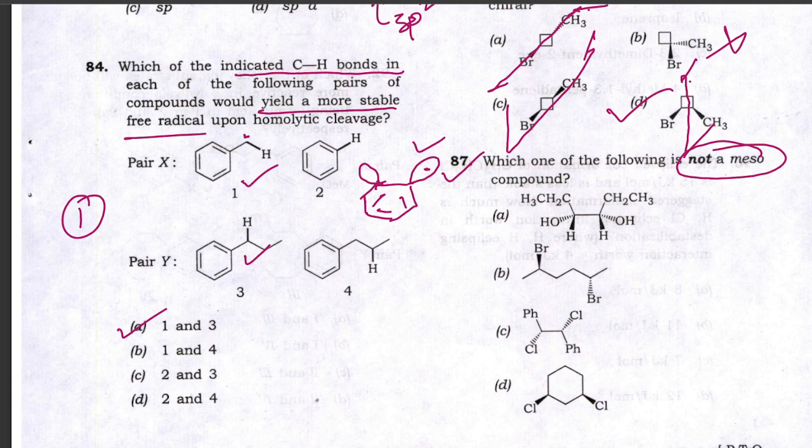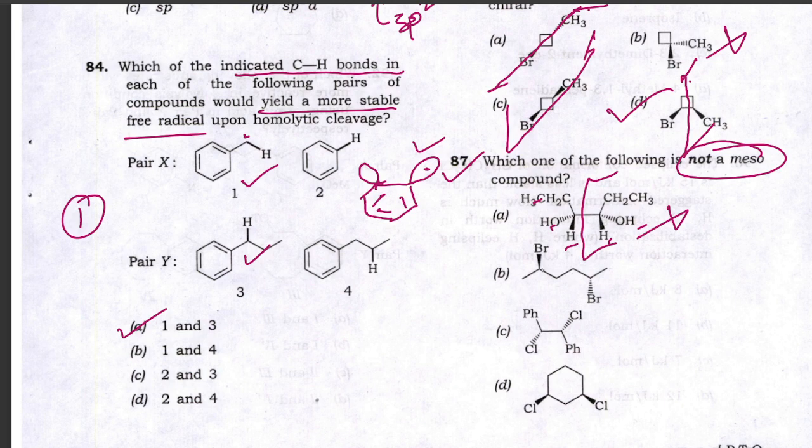So not meso. We know that if a sigma plane passes through the molecule, then the molecule is meso. But if a molecule does not have a sigma plane, it is not meso. Like this molecule, it is clearly visible that this is the sigma plane: OH, hydrogen, and CH2CH3, CH2CH3. So this molecule is meso, so it is not the option here.